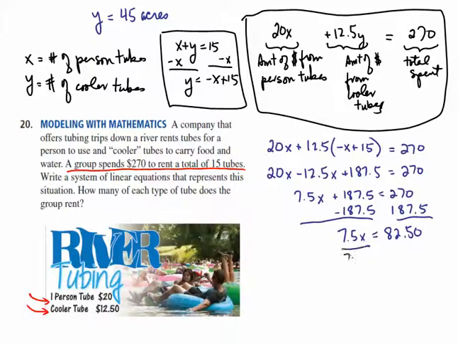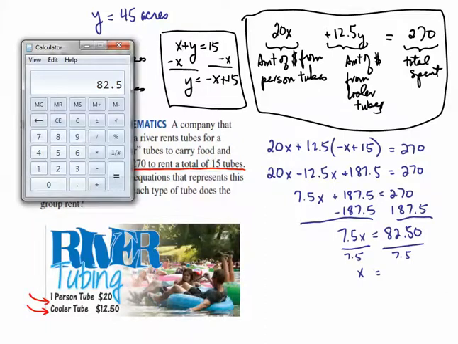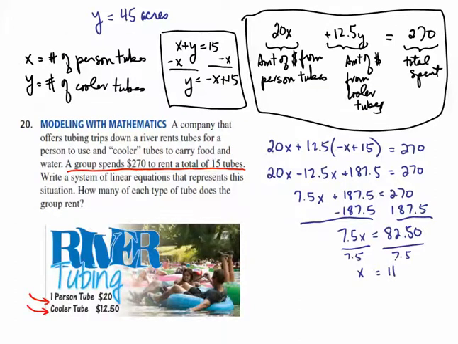And now if I divide both sides by 7.5, once again using my calculator, 82.5 divided by 7.5 gives me 11. And so x is equal to 11. What is x? x is the number of person tubes. And I know that together I have 15, so I'm going to have 4 cooler tubes.